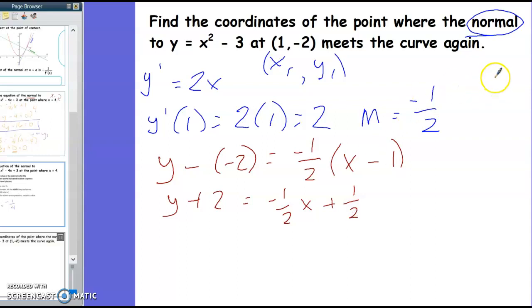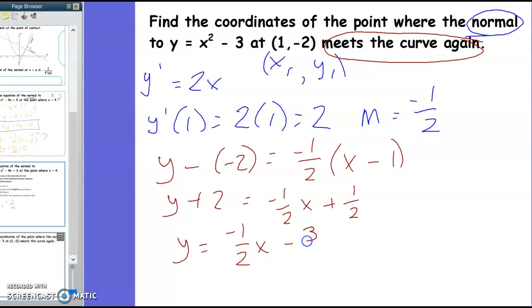All right, now I'm looking at the directions here and it says I want to know where this meets the curve again. That tells me I'm going to want to use the intersect feature on my calculator. So because of that, I'm going to work to get y by itself. So I'm going to subtract y from both sides. And 1/2 minus 2, that's 1/2 minus 4/2, which is negative 3/2. Okay, so now let's figure out where this one meets this one.